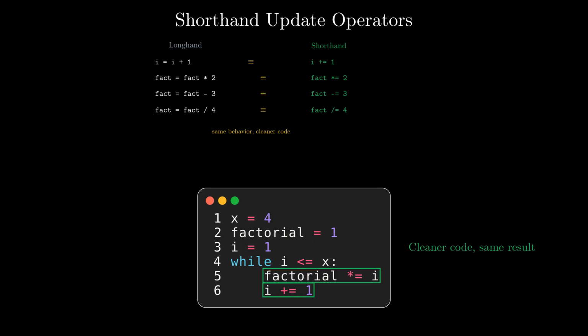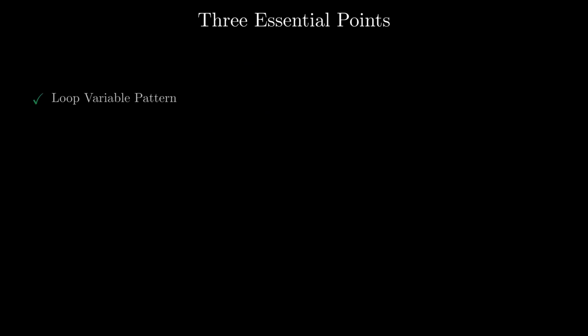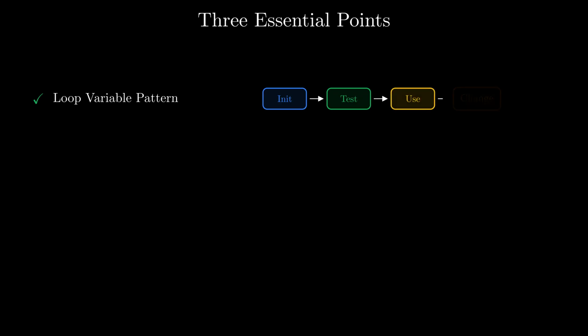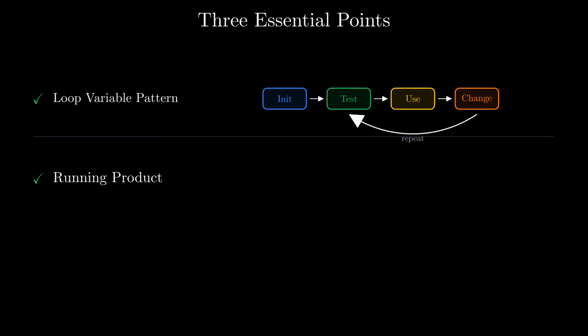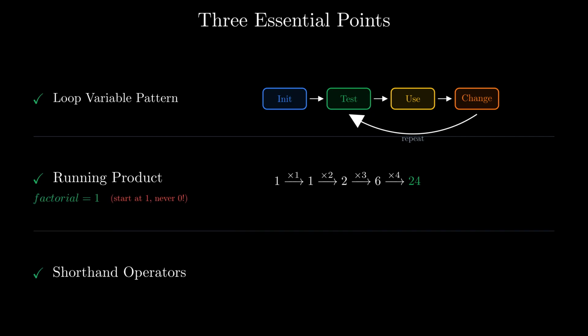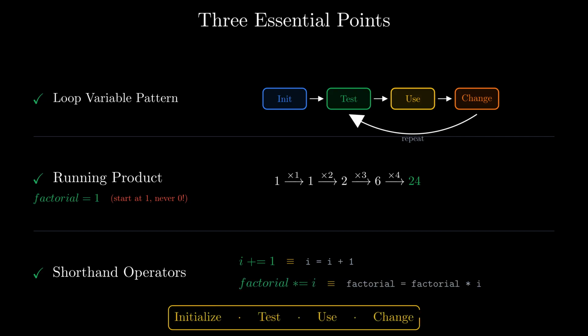Cleaner code, same result. 3 essential points: the loop variable pattern, initialize before the loop, test in the condition, use in the body, change each iteration. A running product variable accumulates results across iterations. Initialize it to 1 for multiplication, never 0. Shorthand operators like plus equals and times equals simplify update statements without changing behavior. With these tools, you can build while loops that compute factorials, running sums, and more.